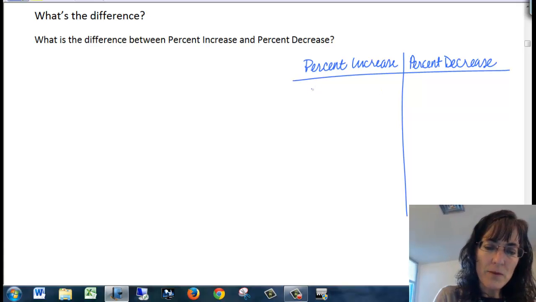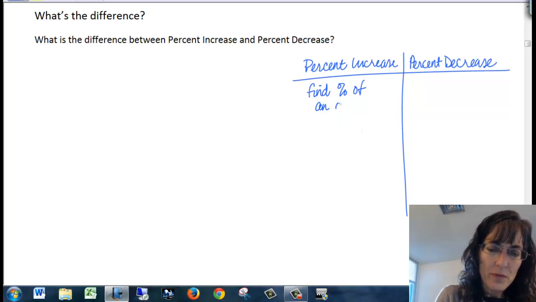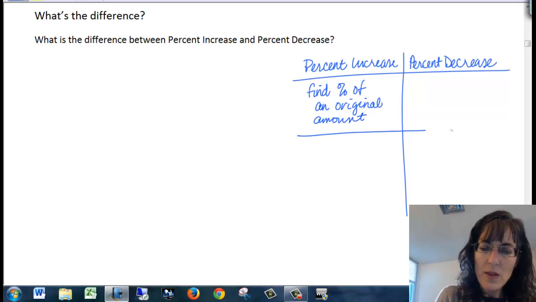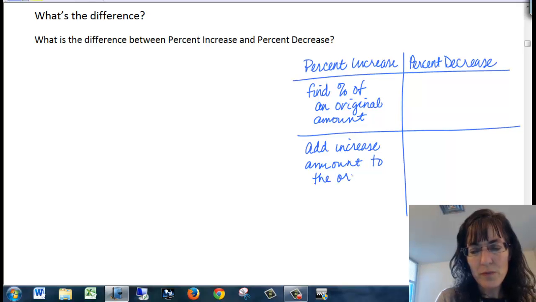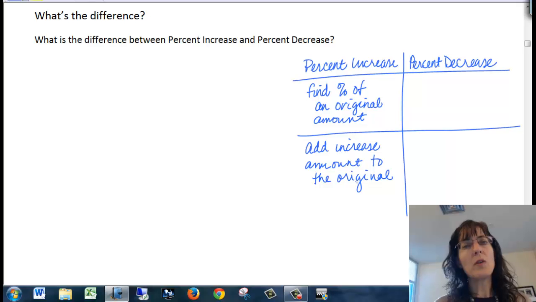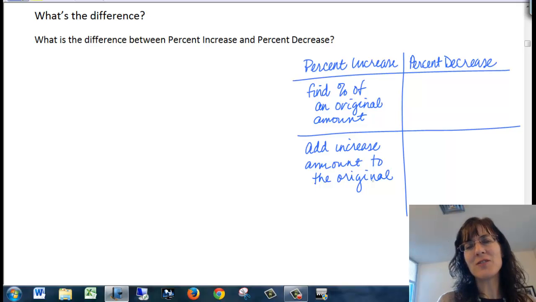So for percent increase, I have to find a percent of an original amount, and then I have to add that increased amount to the original. Okay, and I think that's kind of it. This percent increase and decrease aren't that complicated, so our discussion about their differences won't be that complicated either. So it's a good place for us to start.